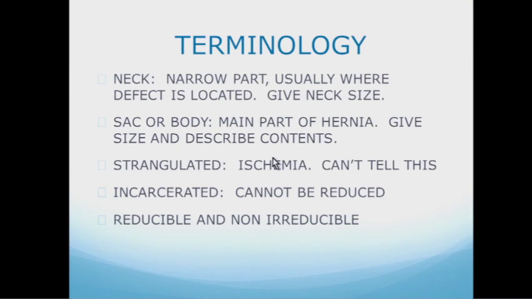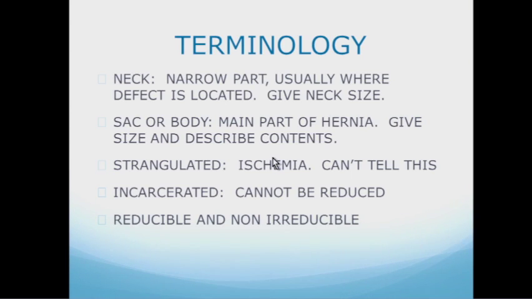So let's talk about terminology a minute. The neck of a hernia is the narrow part. That's where it penetrates through a fascial plane. It's where the defect is located. You need to tell your surgeon what the neck size is. The sac or body is the main part of the hernia. That's the sac that contains the bowel or fat contents. It's a sac made out of peritoneum.